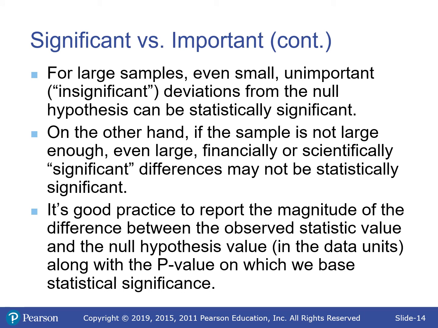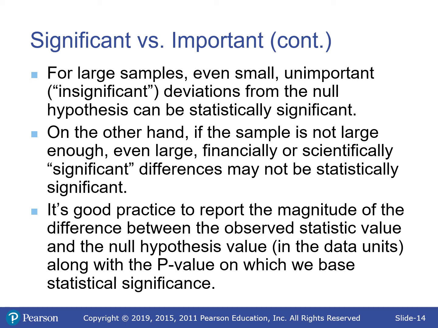So for larger samples, even small, unimportant deviations from the null hypothesis can be statistically significant. That's what I just mentioned. However, if the sample is not large, even a large difference may not be statistically significant. Instead of that 20% null hypothesis, we got 35% for our sample. However, since our sample size wasn't very big, our standard error was so big, it didn't count. So it wasn't far enough away, even though that's a pretty big deal.